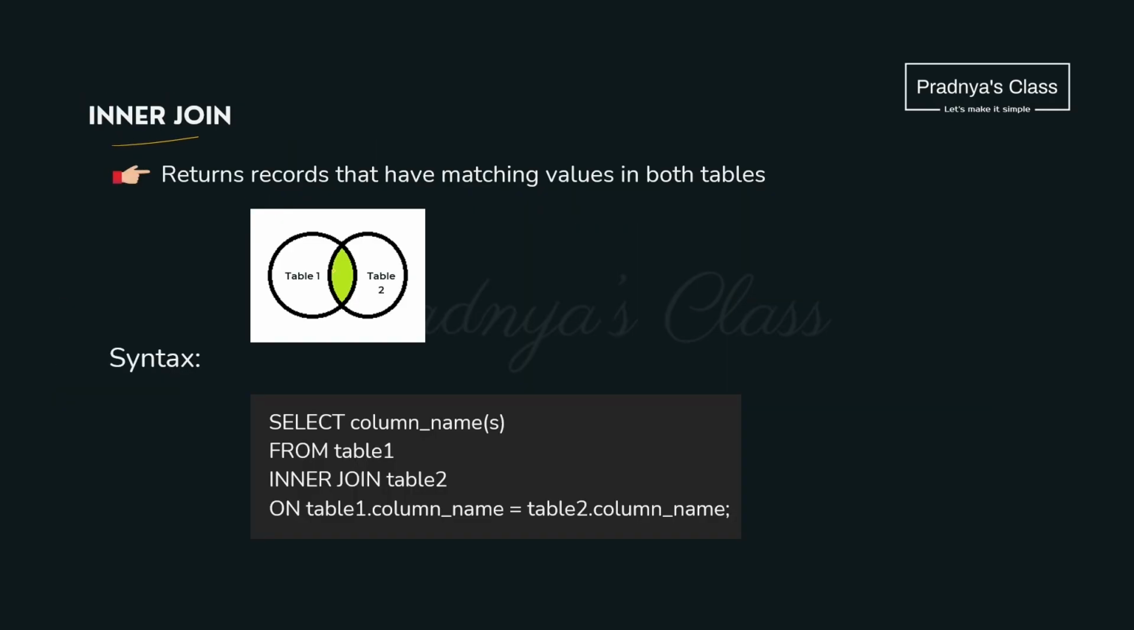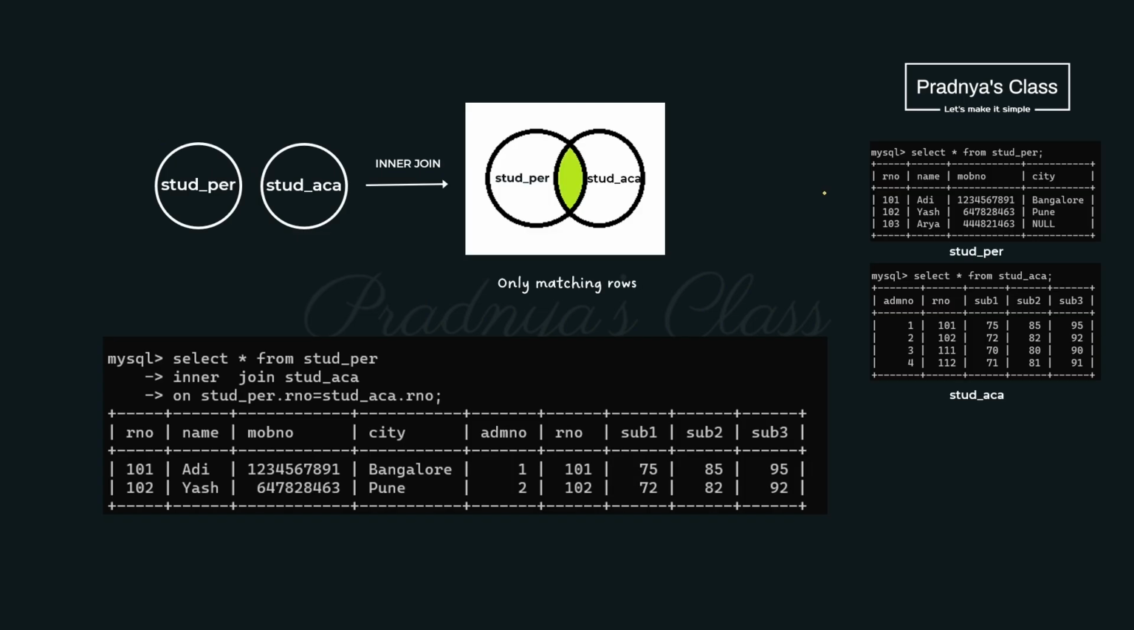It will give only the matching values from both the tables. So from this diagram you will easily understand. How to write it? Select column names from table 1 inner join table 2, and we will be writing the on clause followed by the names of the columns which we need to match. We know there are two tables. If you need to extract data from both the tables, there should be one common column. We have roll number as a common column.